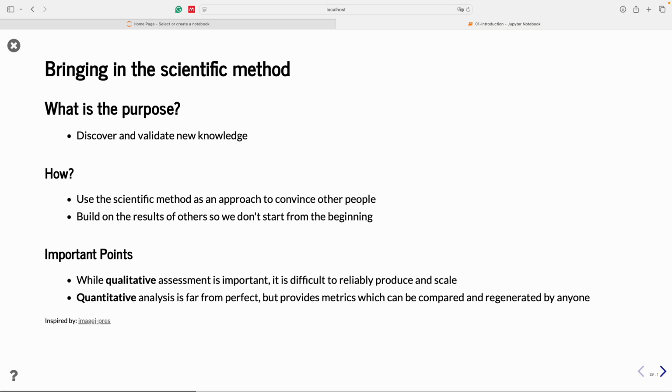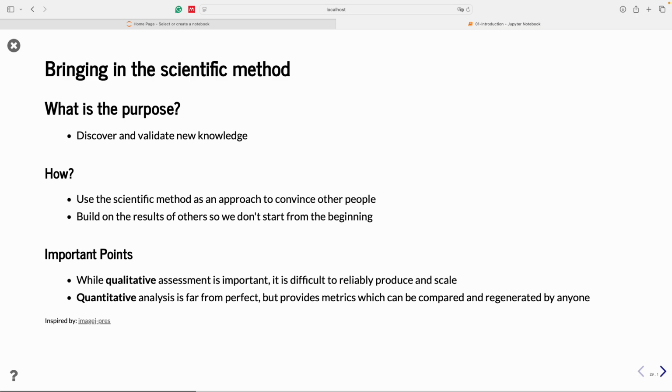Until now we have only talked about images. I mentioned that we want to use them to validate an idea. So that brings us to the scientific method, where first of all we have to define a hypothesis based on maybe some previous observations. Then we want to produce an experiment with which we can convince other people that this hypothesis actually is valid.